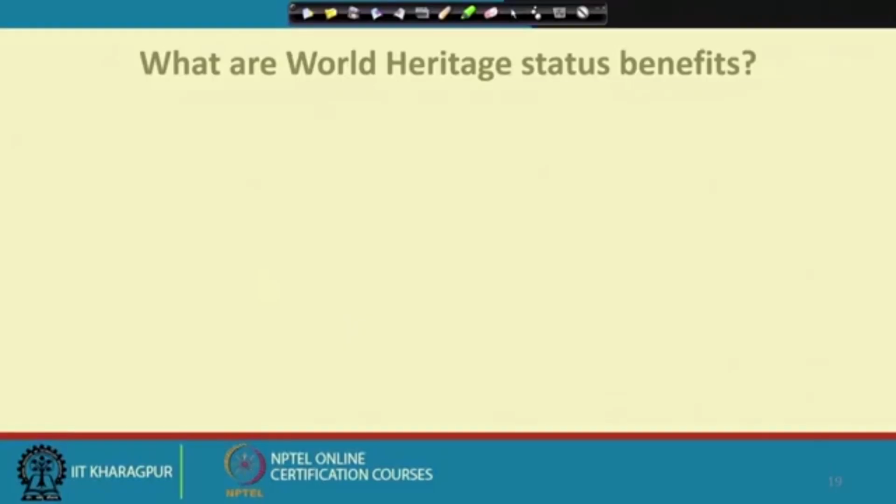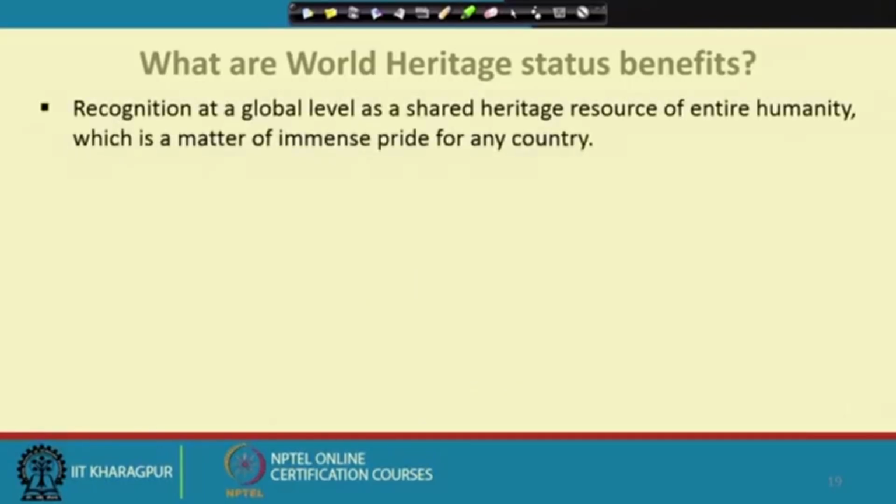Now, one wonders, okay, this is a tough thing, we have proven that it is a World Heritage Site. Now, what are the benefits of World Heritage Sites, that after going through such a process and getting one site included in the World Heritage Sites, what are the benefits? Let us see the benefit.